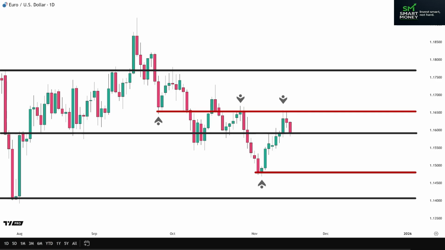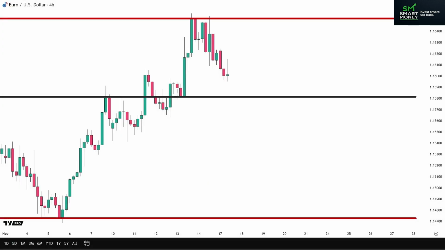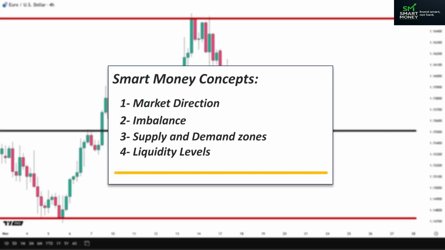This is everything we need from the daily perspective. We are not applying additional concepts yet, because we still have a long way to go before we reach the 1-hour chart. Now let's move on to the 4-hour chart. Now the 4-hour chart is where we start applying the key smart money concepts: market direction, imbalance, supply and demand zones, and liquidity levels. Before we continue, let's briefly define these concepts so we know exactly what to look for on the chart and the purpose behind each one.